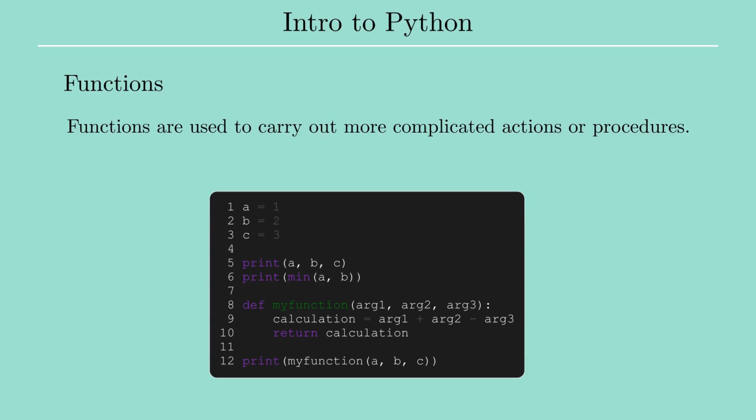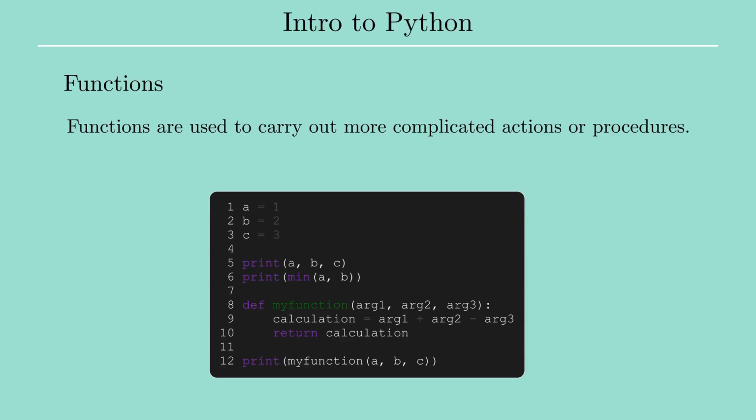In line 6, the min function is nestled within the print function. This means the output of the min function is used as the input for the print function. The min function returns the minimum of the two inputs given to it.